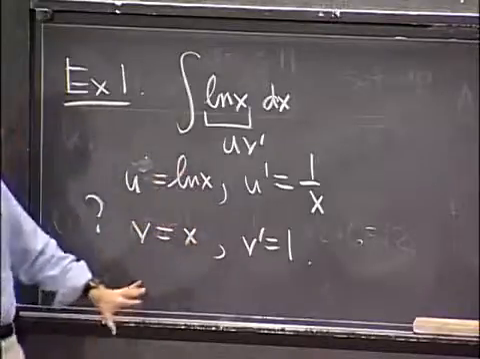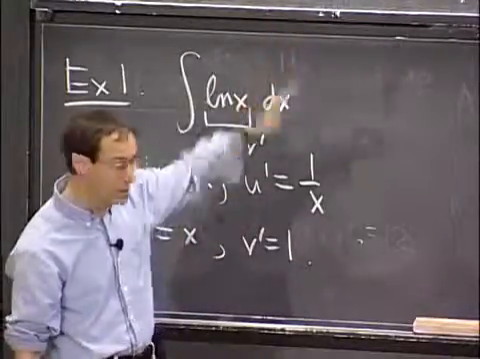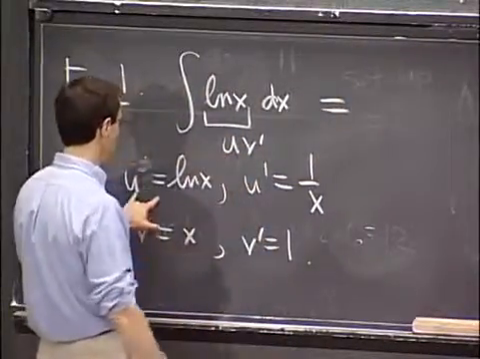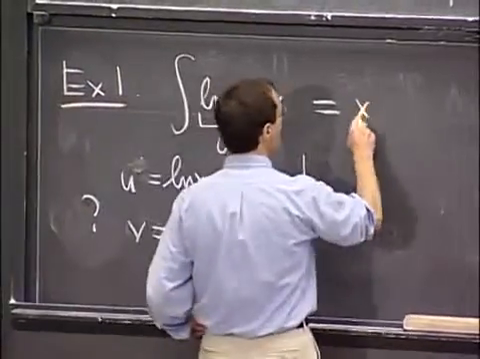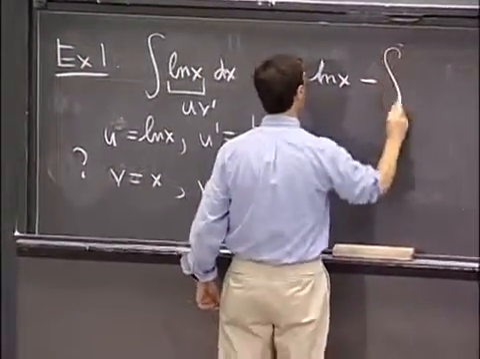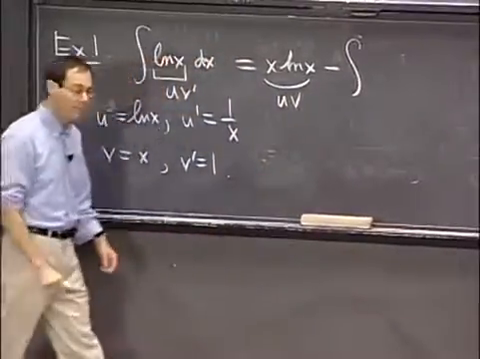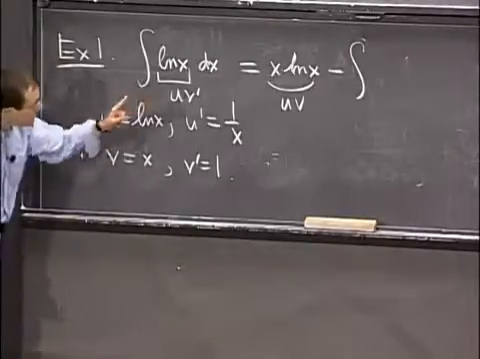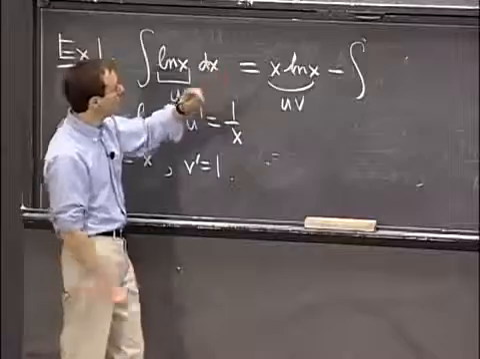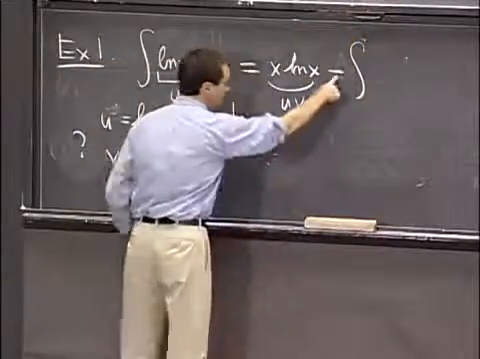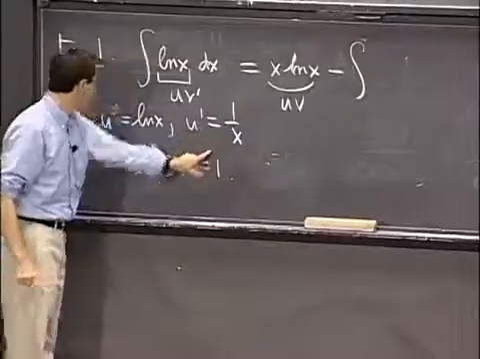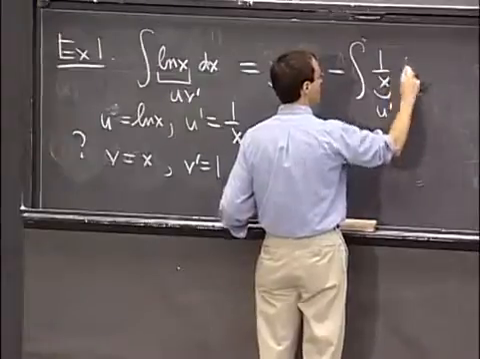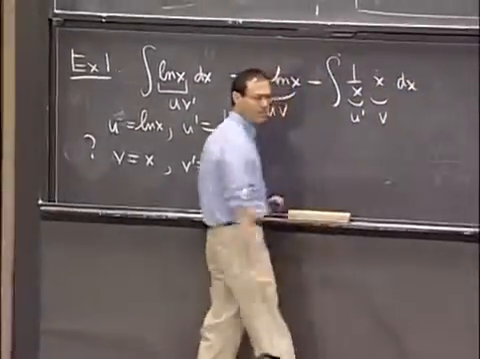So this is the setup, and now all I'm going to do is read off what the formula says. What it says is this is equal to u times v. So u is this and v is that, so it's x log x minus, so that again, this is uv, except in the other order, vu. And then I'm integrating, and what do I have to integrate? U prime times v, with a minus sign here. U prime is 1 over x, and v is x. So it's 1 over x, that's u prime, and here is x, that's v, dx.